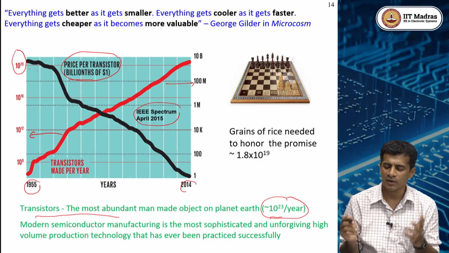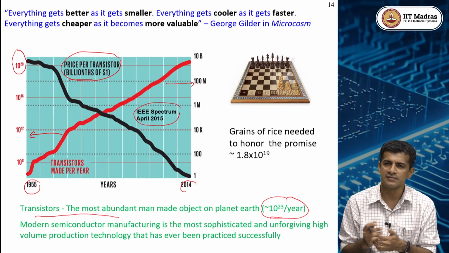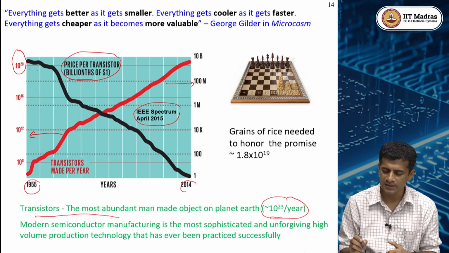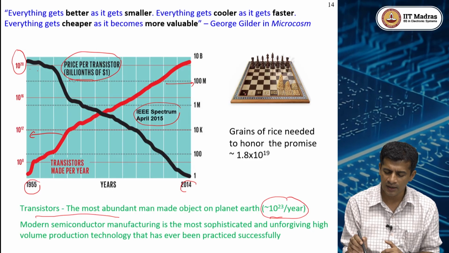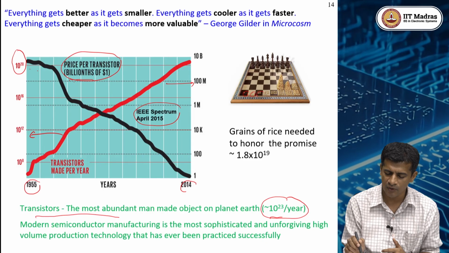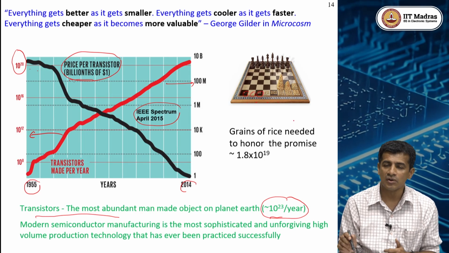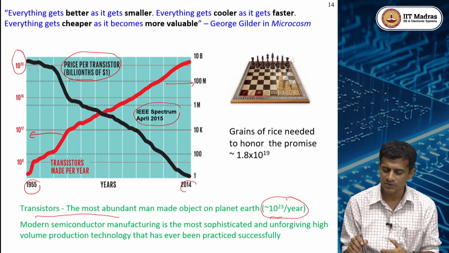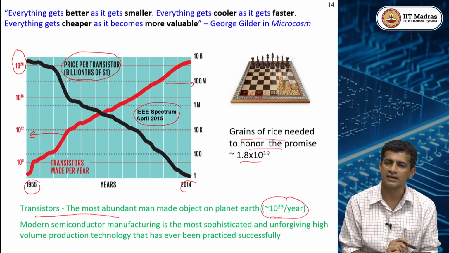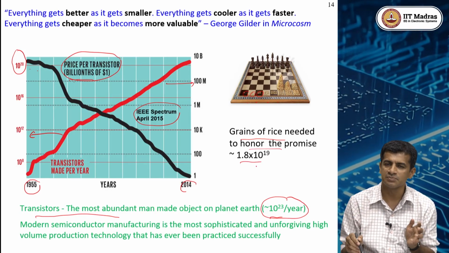And if you want to appreciate this number, you might have heard the story about a wise man who went to play chess with the king. The king promised that if the wise person wins the game, he will reward him by putting one grain of rice on the first square, then two on the second, and so on, in geometric progression. If you do the math, the number of grains needed to honor this promise is 1.8 into 10 to the power of 19. The entire worldwide rice production is actually smaller than this.